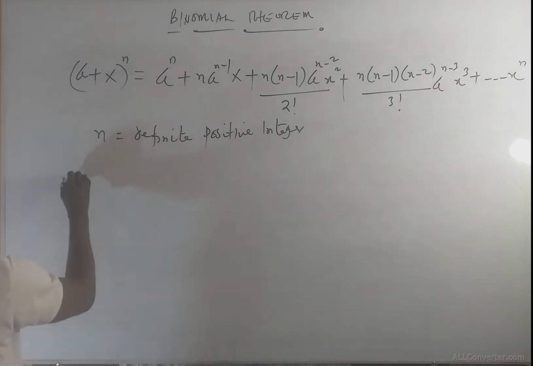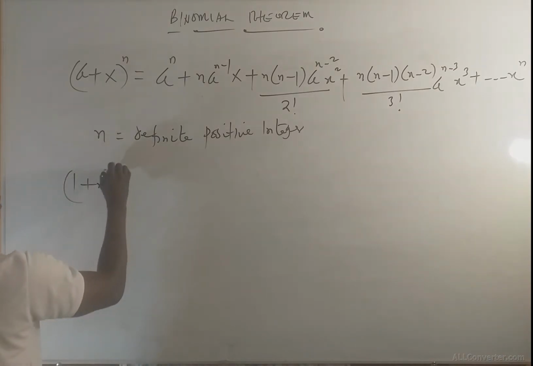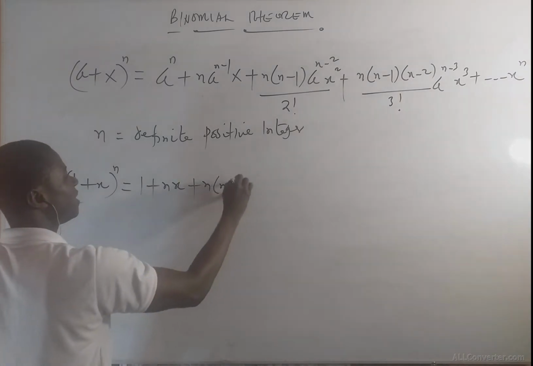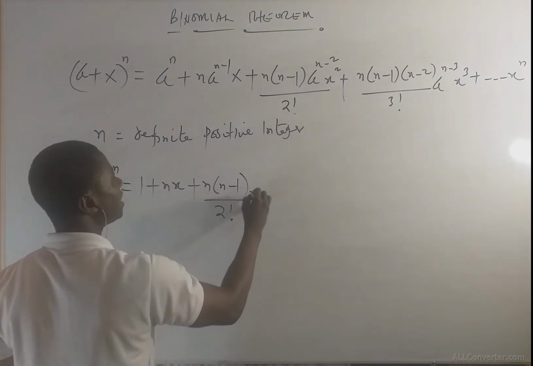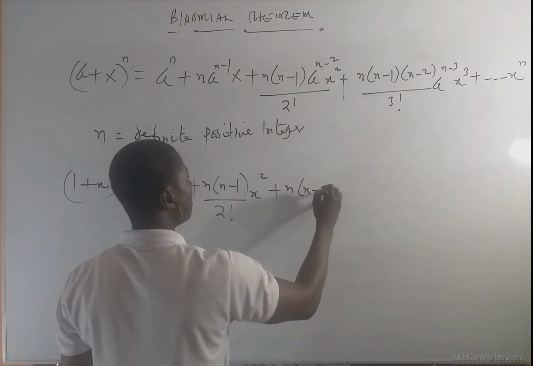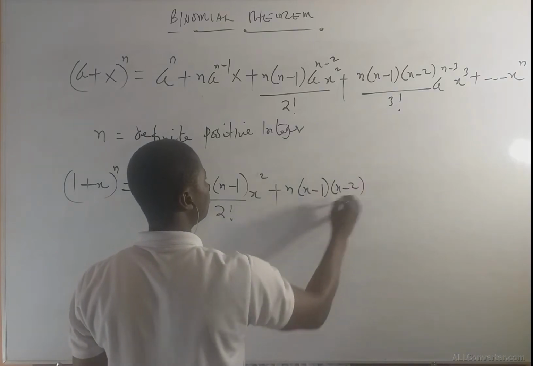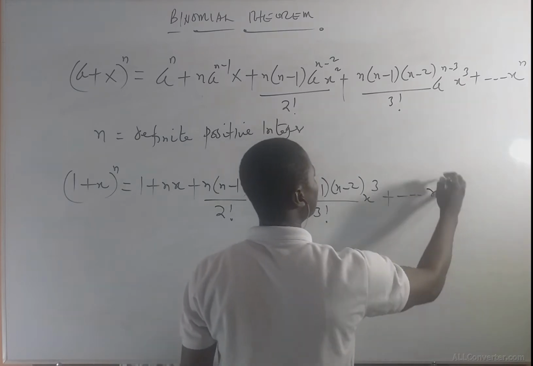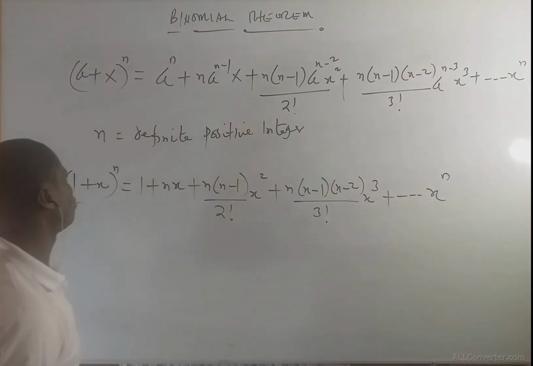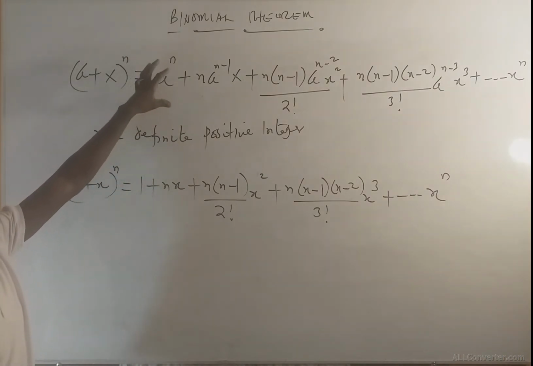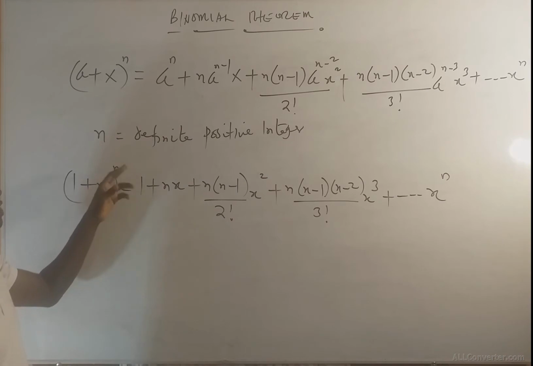Now, we also have the expansion (1 + x)^n, and this is 1 + nx + n(n-1) over 2 factorial x^2, then plus n(n-1)(n-2) over 3 factorial x^3, up to a term in x^n. So we also use this. When n is a definite positive integer, we use the first formula or theorem. But when n is not a definite positive integer, then we can use this one to expand.